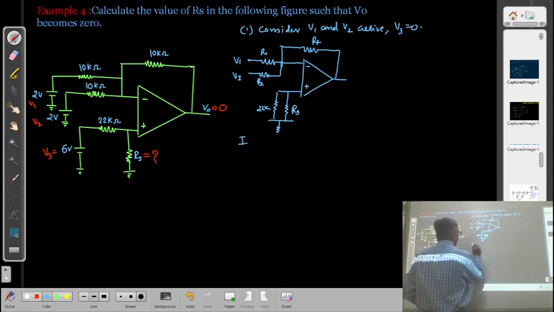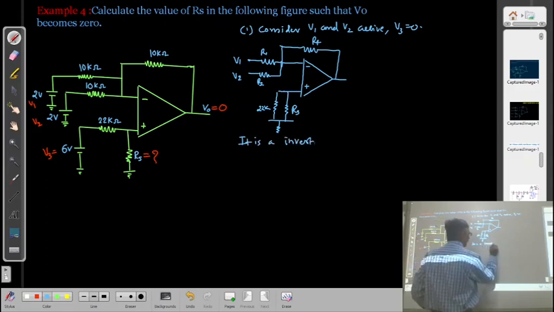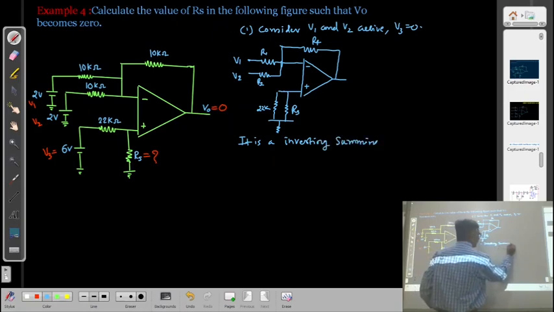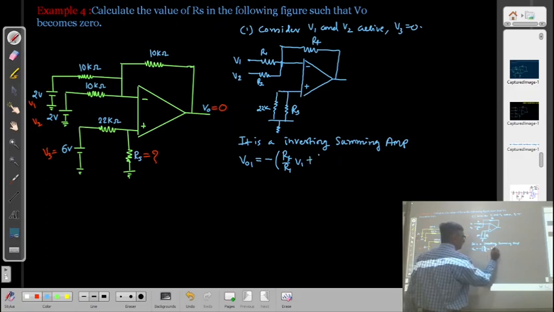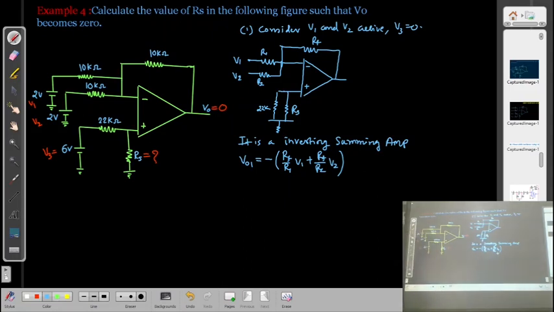So it is an inverting summing amplifier. So we can write that the VO1 is equal to minus Rf by R1 into V1 plus Rf by R2 into V2.